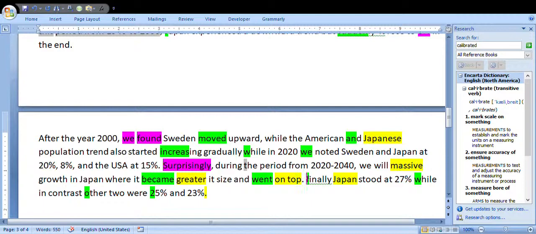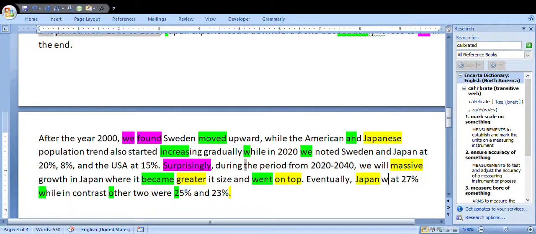Finally, eventually, Japan is predicted will stand at 27%, while in contrast, comma, okay, that's a very common thing. What are you missing here? You need an article missing here.